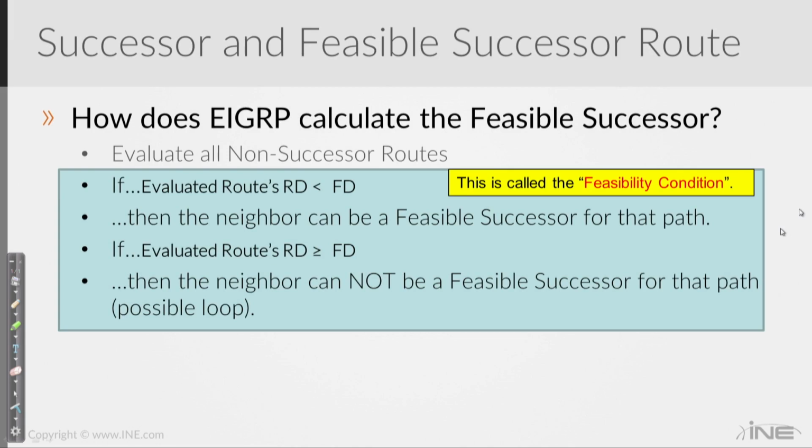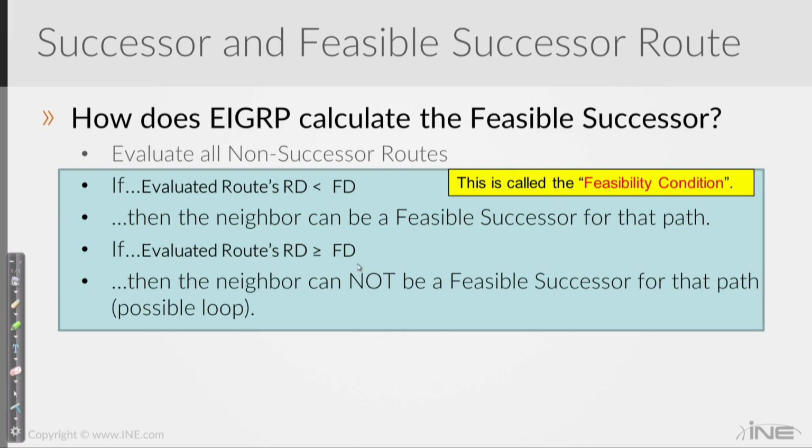How do we calculate the feasible successor? In other words, if somebody reports a route to us, how do we say whether this is potentially a better path, or maybe not a better path, but something I could use as a backup that could feasibly be my successor? We have to run it through the feasibility condition, which means if the reported distance is less than my current feasible distance, we're good. It's not a loop. There's no way it could be a loop. But if the reported distance from my neighbor for this route I already have is equal to or greater than my feasible distance, that could potentially be a loop, and I'm not going to use it.